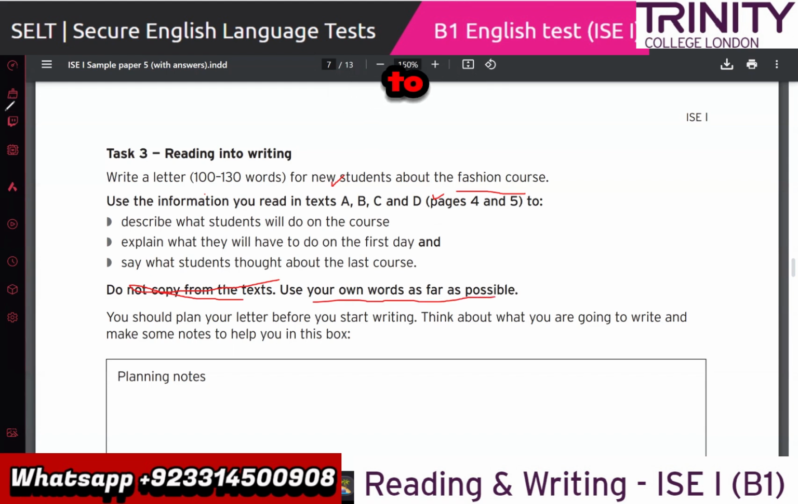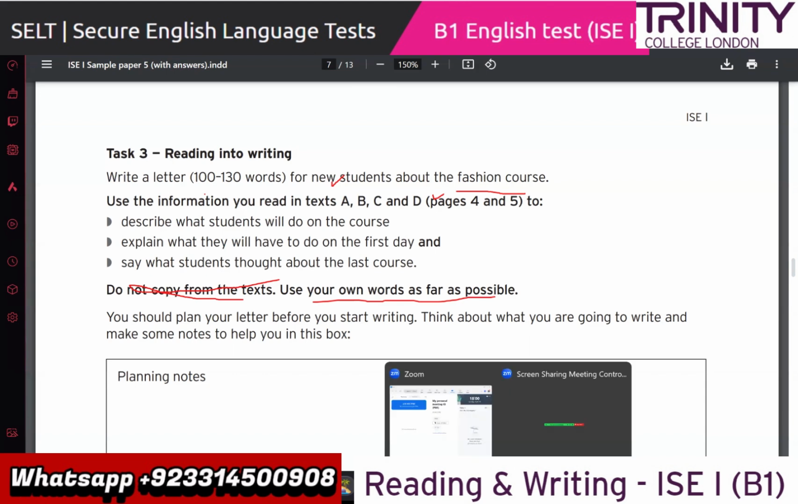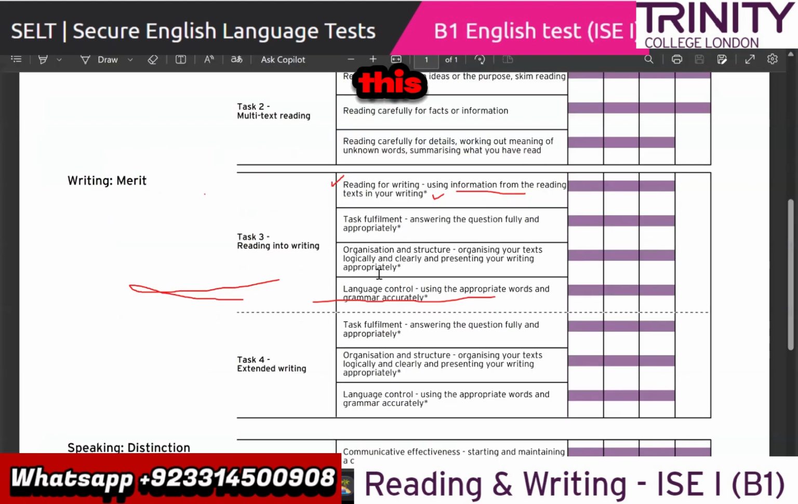Now let's get back to the criteria once again. Have a look at this. They say task fulfillment. Task fulfillment: reading for writing, using information from the reading text. Only then you will get marks in this section, when you use information from the text. Task fulfillment: answering the question fully and appropriately.